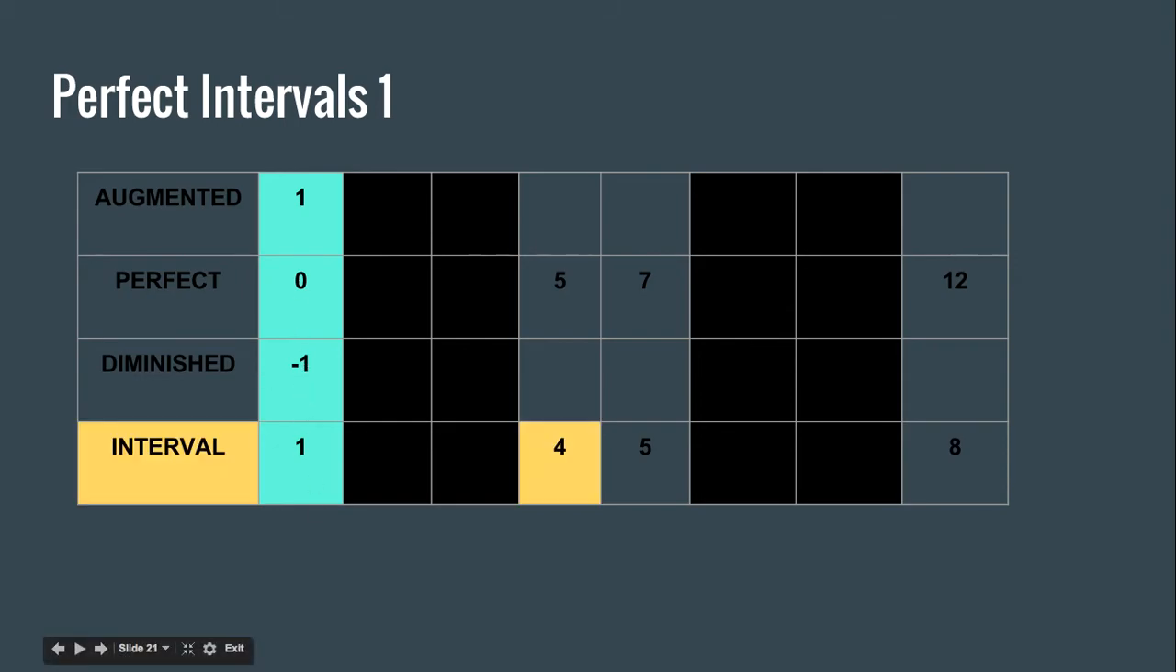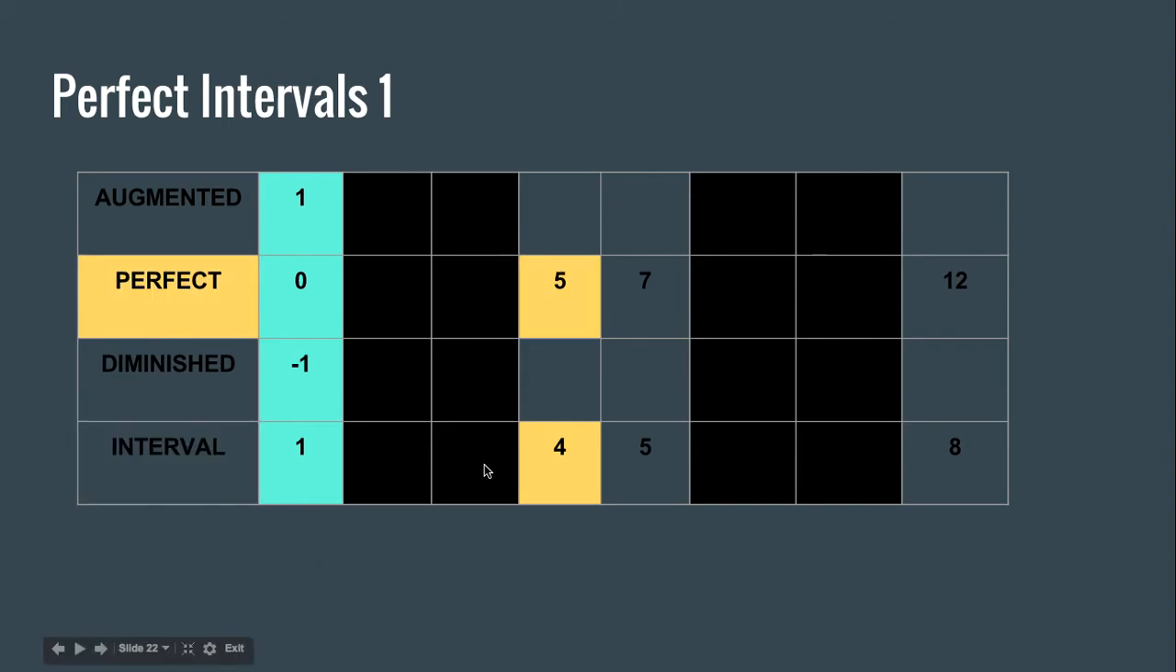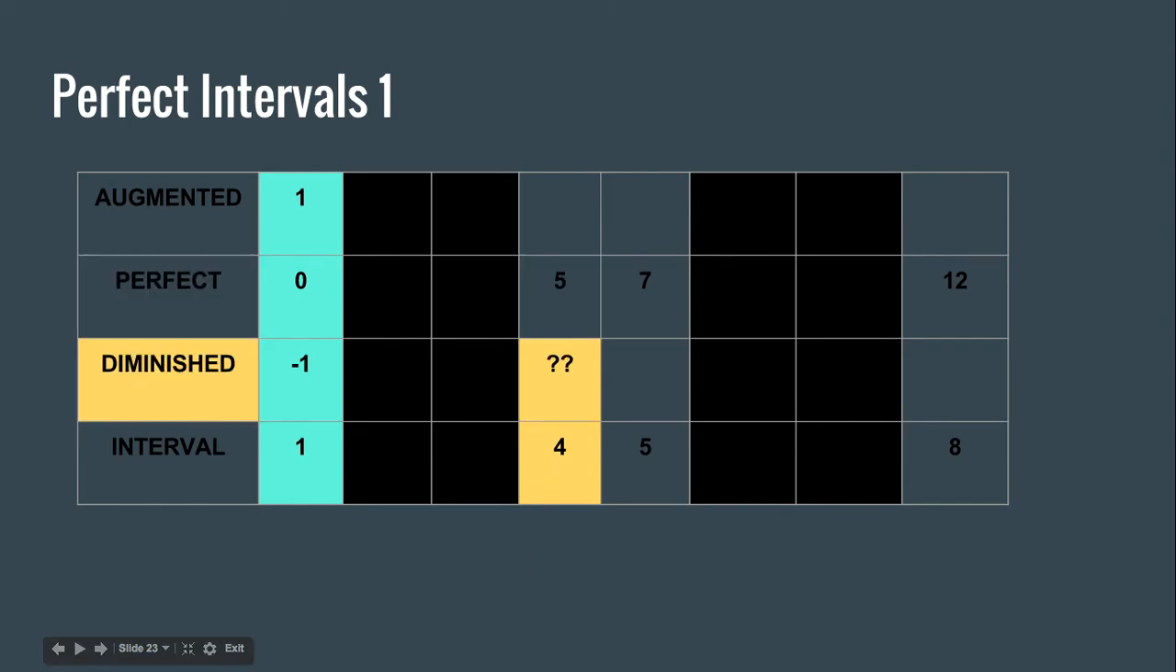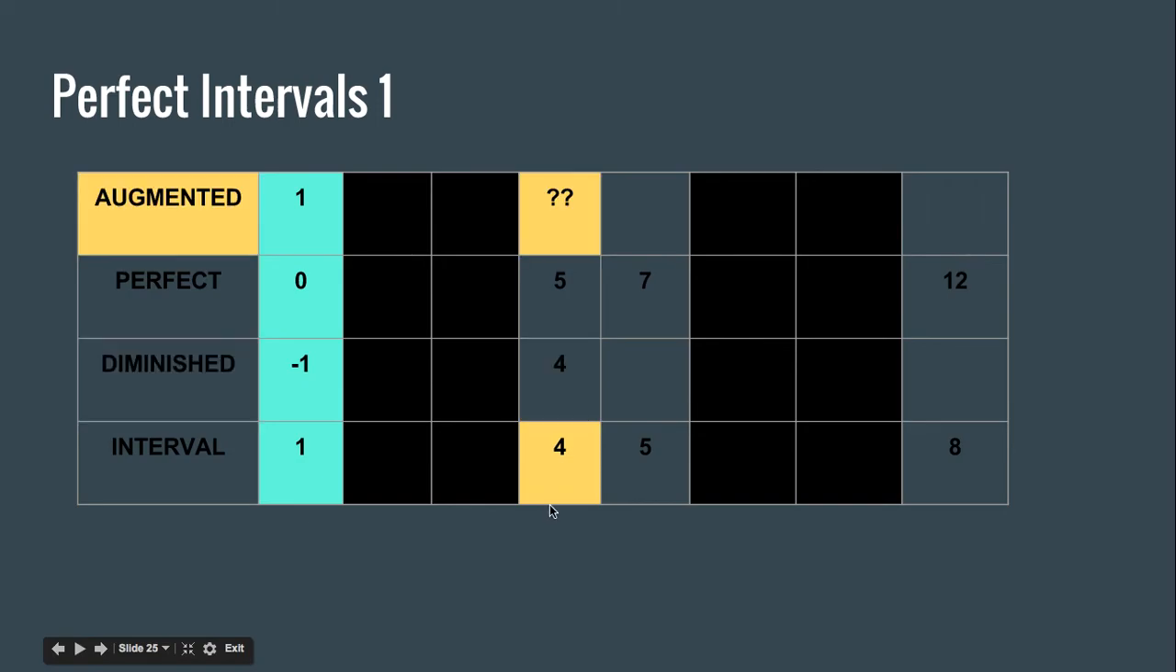So now, let's look at the interval of fourths. A perfect fourth is 5 half steps away. So now, how many half steps away is a diminished fourth from a note? Well, if a perfect fourth is 5 half steps away, to diminish an interval, you lower it by a half step. So it's 4 half steps away. Let's look at augmented. An augmented fourth is a little bit higher than a perfect fourth. So if a perfect fourth is 5 half steps away, an augmented fourth is 6 half steps away.